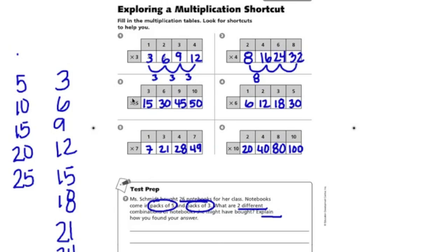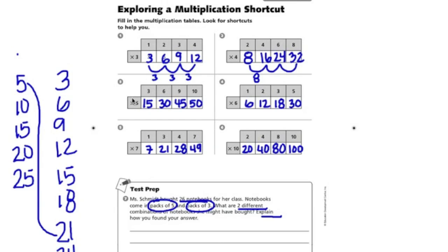Now I need to figure out by adding up one number from the 5s column and one number from the 3s column of multiples, which ones add up to 26. So this is kind of a guess and check. So I could do 5 plus 3, which equals 8. That's not going to be 26. I could do 5 plus 6, which equals 11. Nope, not there. I could do 5 plus 9. Nope, not 26. 5 plus 12. No. 5 plus 15 is only 20. 5 plus 18 is not it. 5 plus 21. Oh, if you think about that, that is going to equal 26.